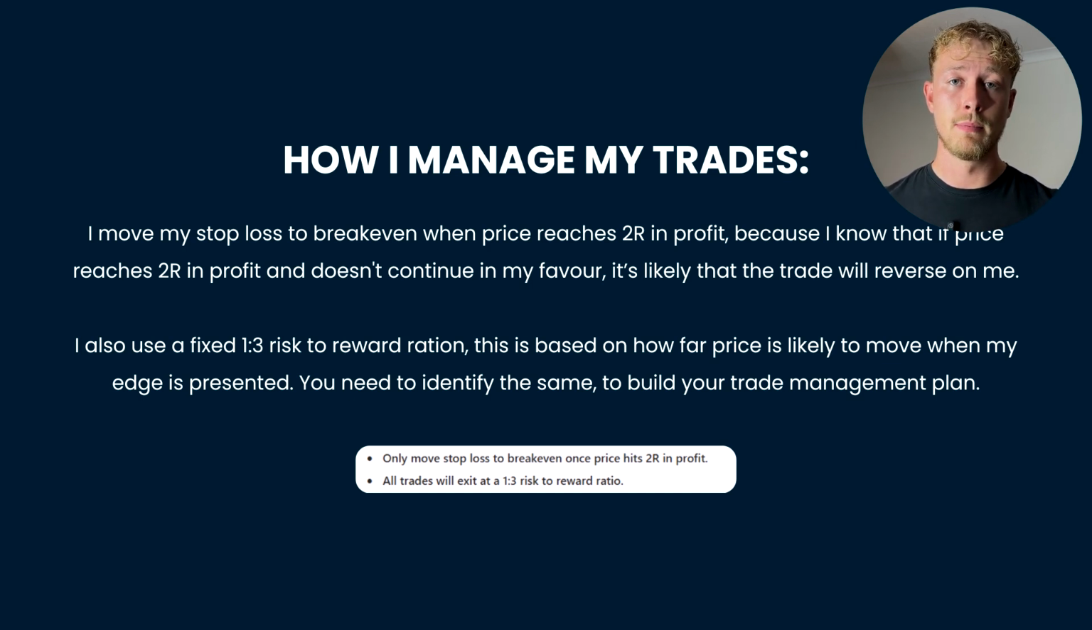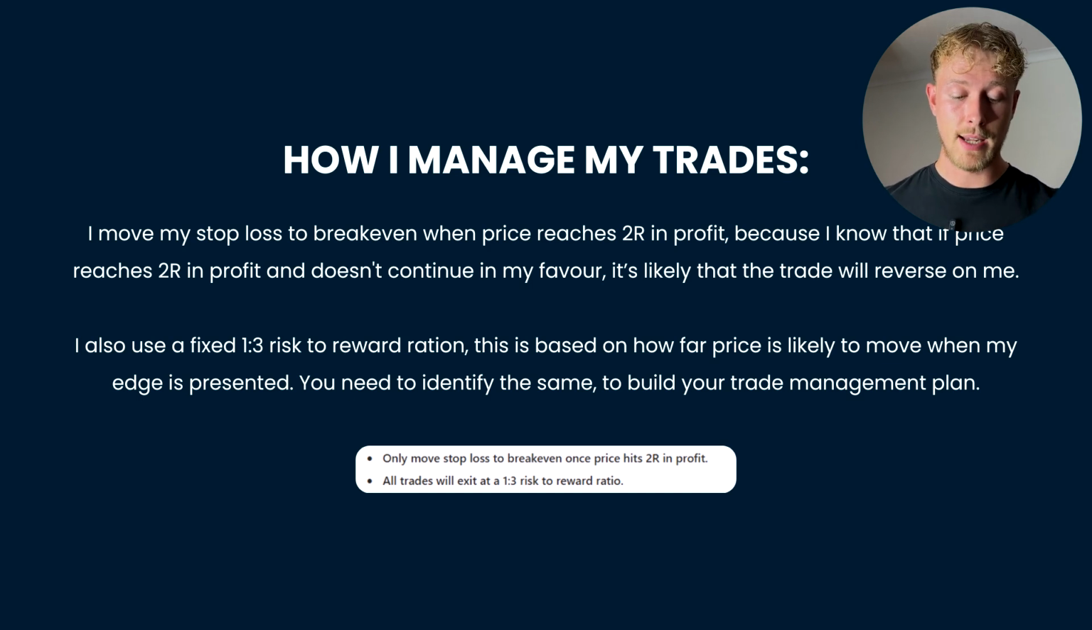So I also use a fixed 1-to-3 risk to reward ratio. This is based, again, on collecting data on my system and on how far price is likely to move when my edge is actually presented. So when I'm in a trade, I understand that a good 80%, 90% of my winning trades will push to 1-to-3R. And I understand that from collecting data on my edge.